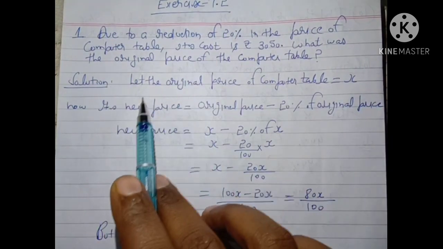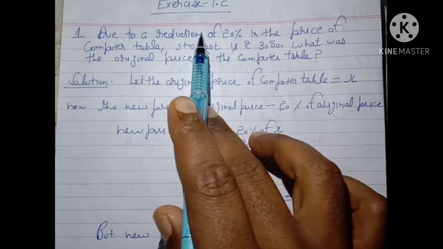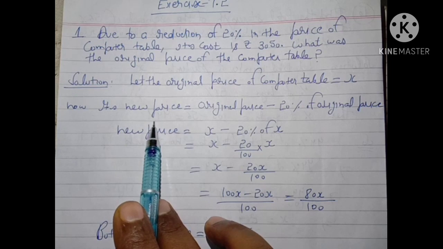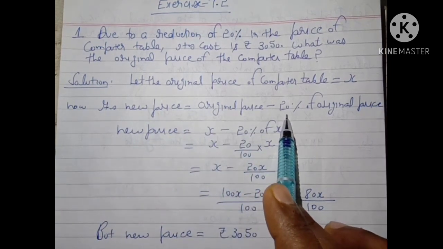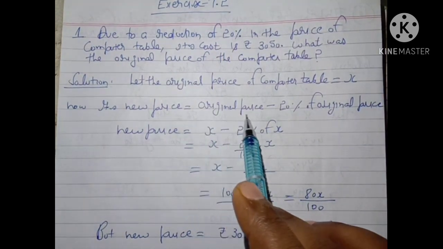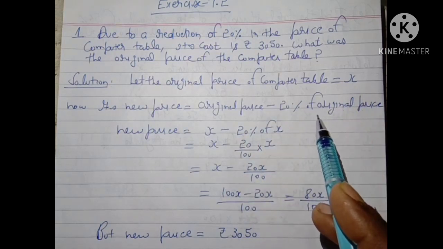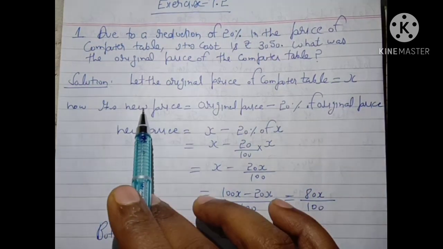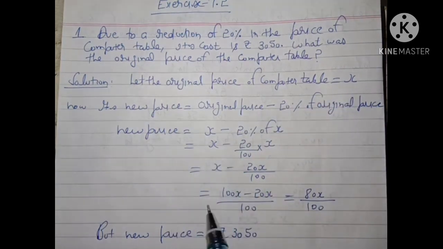Why? Because now you can see the new cost after reduction is given to us. How can we make the equation of the new price? We have to subtract 20% of the original price from the original price, because there was a reduction of 20% in the original price. So the new price will be equal to original price minus 20% of original price.